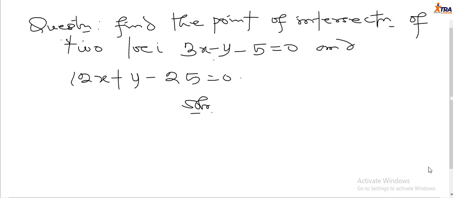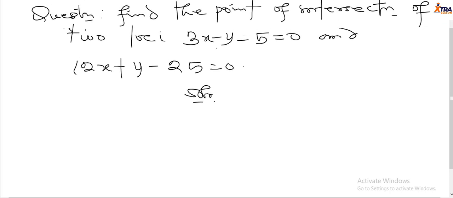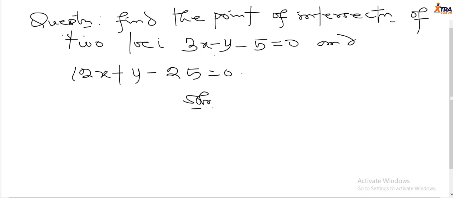So in this class now we are solving a question. Let's see how to solve the given question. We have to find the point of intersection of the two loci, 3x minus y minus 5 equals 0, and 12x plus y minus 25 equals 0. So now we have to solve the two simultaneously.